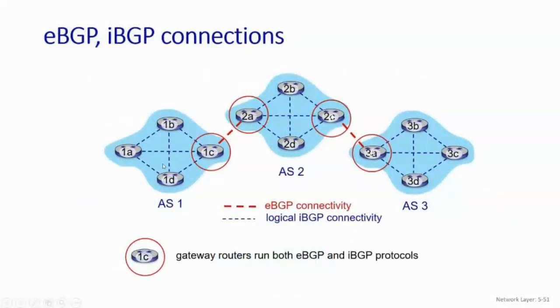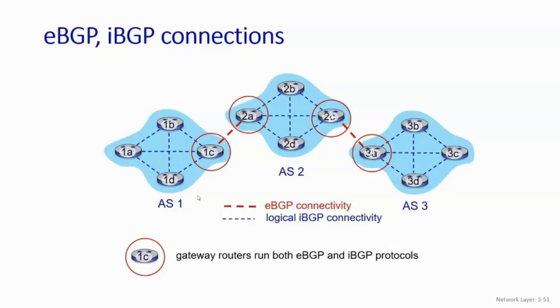In this case, we have autonomous systems 1, 2, 3. One of the routers here, the 1C router, is connected with the 2A router. As I said already, 1C is the gateway router of autonomous system 1. Similarly, 2A and 2C are gateway routers of autonomous system 2. Normally, for an organization like Shastra University, we have a gateway router. The gateway router is installed with NAT, DHCP and all those things.